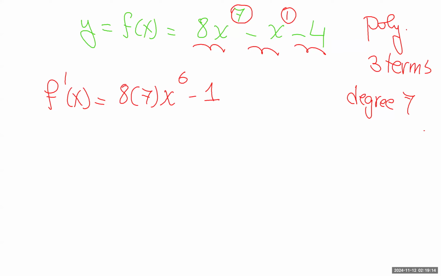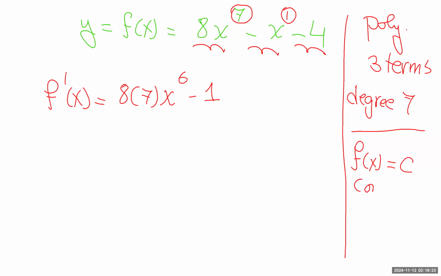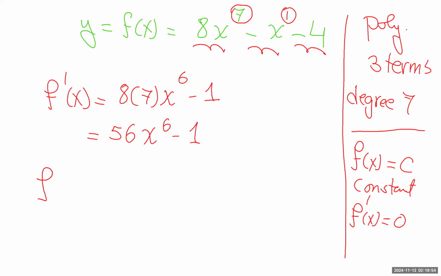Yes, because the rule is that if you have f of x equal to a constant, C standing for a constant, this means that f dash of x will be equal to 0, so there is no need to write this down. Okay, tell me, how do we simplify this one? Should I leave it like this, or does it need more simplification? More simplification. So 8 times 7 will be 56 x to the power of 6 minus 1. Yeah, that's perfect.